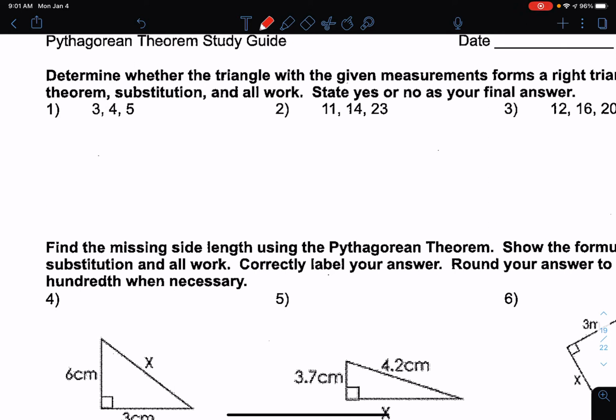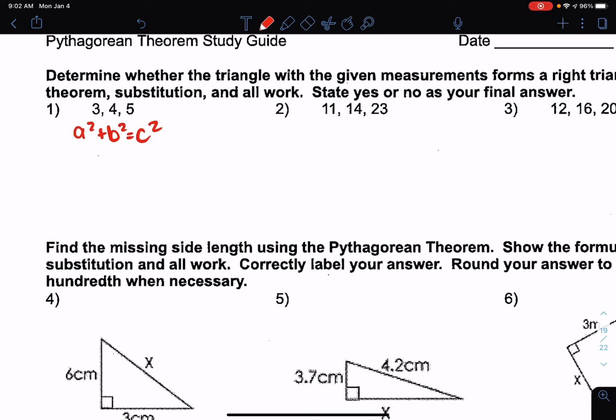Okay, now in order for it to be a right triangle, I'm going to use the Pythagorean theorem, and I'm going to see if my legs equal out to be the same as my hypotenuse. So I have my theorem, which is a squared plus b squared is equal to c squared. Remember, you are getting a point for writing that down. You have to write that down.